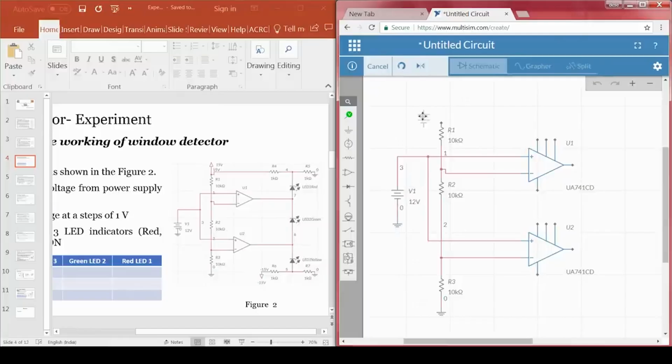So, he has applied 12 volts, as you can see from the figure also, the same voltage. Now, we have to apply another DC voltage, which is 15 volts. So, we can apply 15 volts.